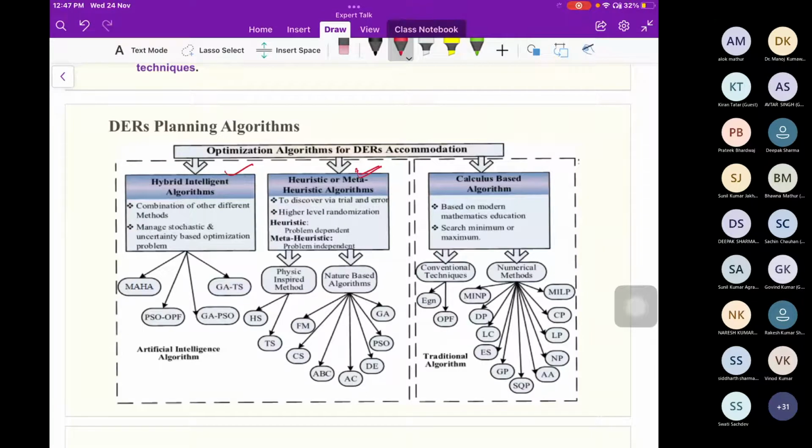Now we will discuss DER planning in the variable load profile. What is the meaning of the variable load profile? Variable load profile means the demand of the system is increasing.